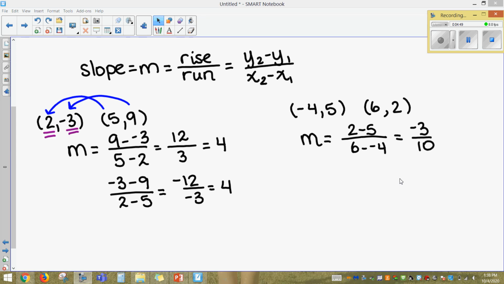Anytime I have 2 points on my line, I can find the slope of the line by subtracting the y's on top and the x's on the bottom. Now, this isn't the only way we can find the slope of a line, but I'm going to make my video segments short, and so in the next video we'll talk about other approaches we can take.